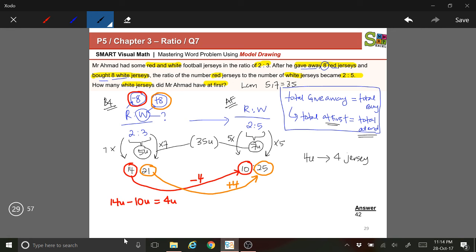Alright, what do they ask for? They ask for white jerseys at first. The white jerseys at first is this one, this 21. Okay, so we're gonna find 21 units. So again, we take 8 divided by 4 times 21. Sorry, it's not 4, my apology, this is 8. Yeah, thank you. So it's 8 here and 4 here. Okay, so when we cancel this, from here we get 42 jerseys.